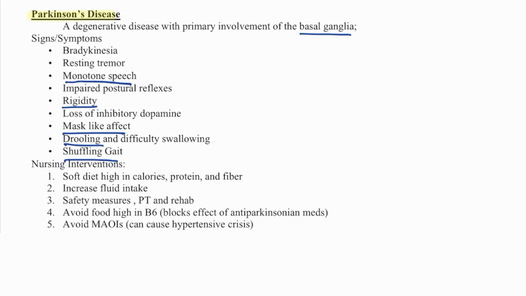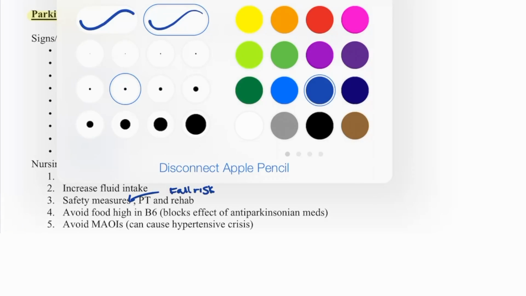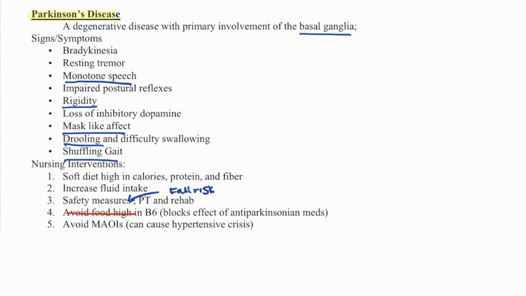Nursing interventions include a soft diet, high in calories, proteins, and fiber. You want to increase fluid intake. Safety measures: are they a fall risk? Implement those safety measures. They might need PT, they might need rehab. We want to avoid foods high in B6 because these can block the effects of some of the medications we use for Parkinson's disease. And we want to avoid MAOIs because, again, this can cause a hypertensive crisis.